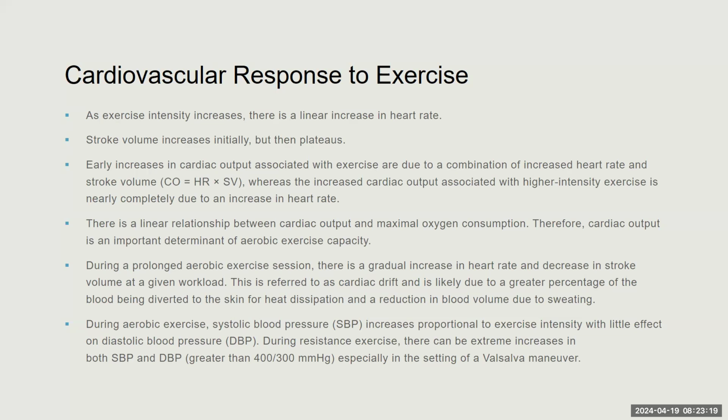During aerobic exercise, your systolic blood pressure will increase proportional to exercise intensity, but it has very little effect on diastolic blood pressure. And they've seen that during resistance exercise, there can be extreme increases in both systolic and diastolic pressure, greater than 400 over 300. That is especially in the setting of Valsalva maneuver, where they're really bearing down prior to the lift.